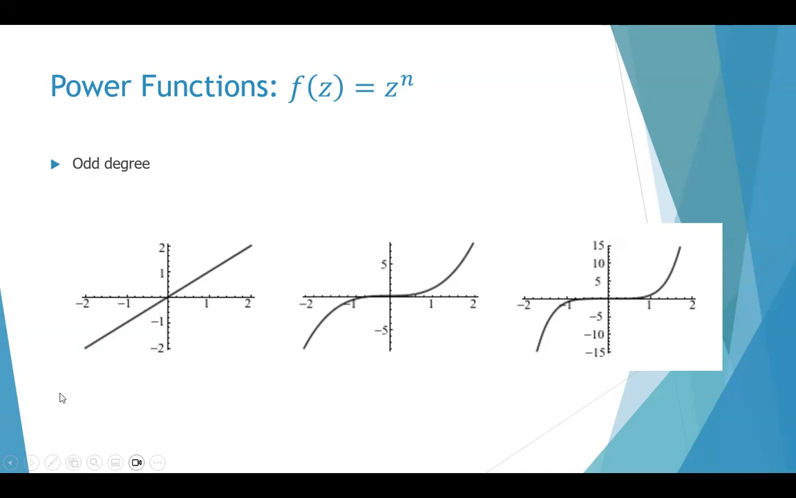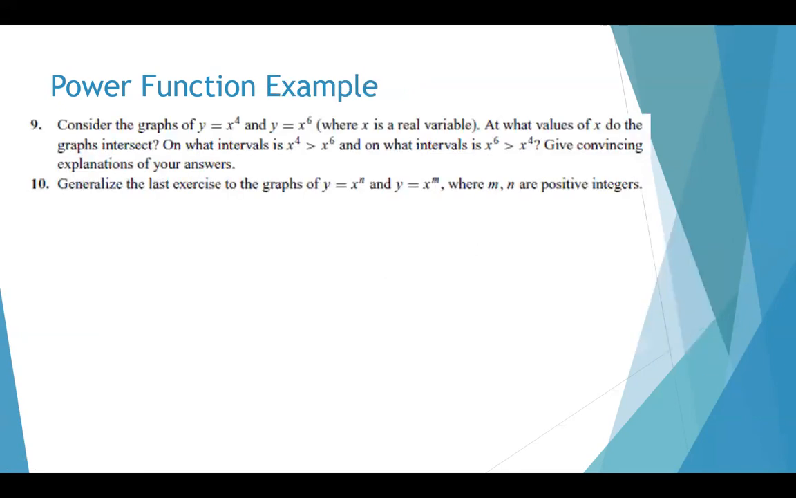So we're going to look at these, and I'm going to put up the question. This is one of the questions. Consider the graph y equals x to the fourth and y equals x to the sixth. X is a real variable, so I'm not even dealing with complex yet. I'm just saying it's a real number. At what value of x do the graphs intersect? Well, put the two functions equal to each other, find out where they intersect. On what interval is x to the fourth greater than x to the sixth? And on what interval is x to the sixth greater than x to the fourth? And here's the key: give convincing explanations for your answers.